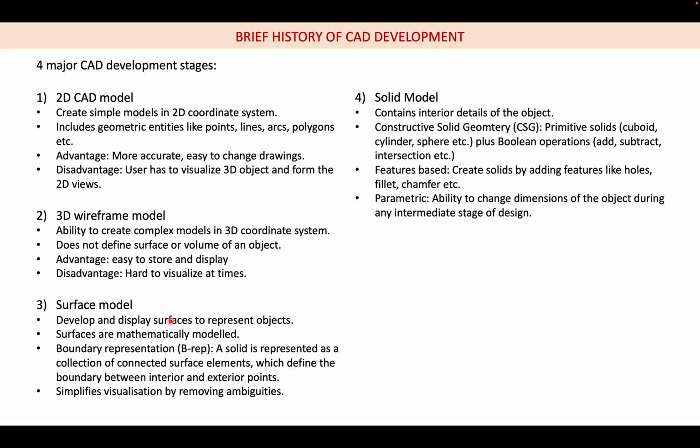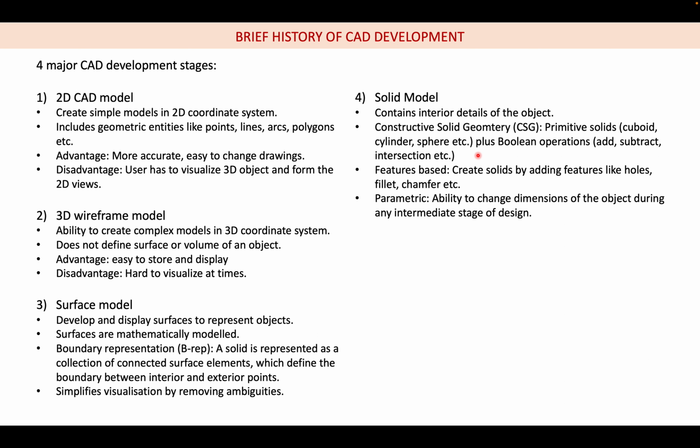After the surface model, we get into the solid model. The advantage of the solid model over the surface model is that it also contains the interior details of the object, that is, how the material is filled inside the object. That was not possible in the surface model, but in the solid model that is possible. It is based on the principle called CSG, constructive solid geometry. We can model primitive solids like cuboid, cylinder, sphere, etc.